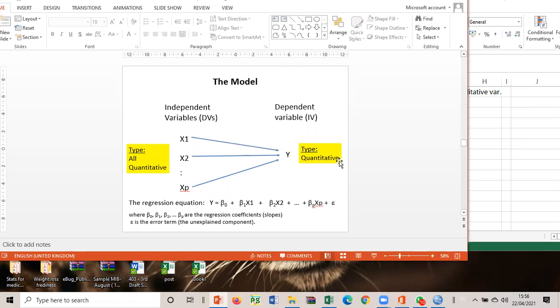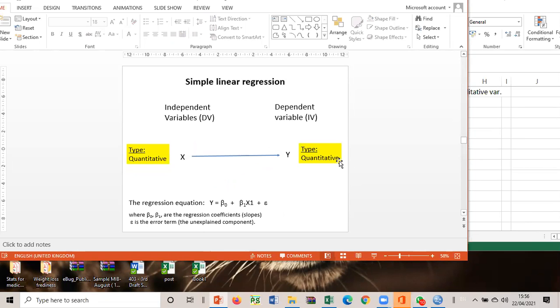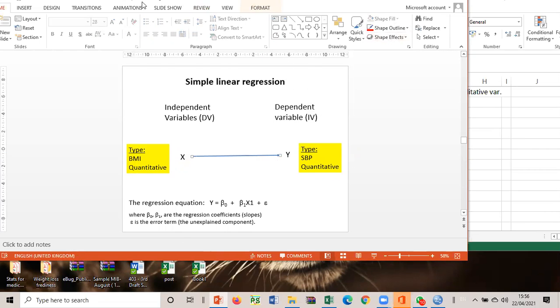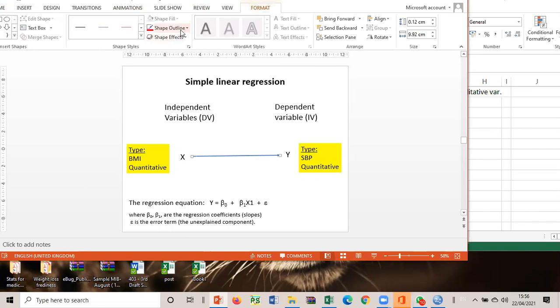Okay, multiple regression. Currently we did this simple linear regression. What did you have here? BMI, BP, SBP. And here we had BMI. Which is dependent, which is independent? SBP is dependent. Why? The arrowhead is closing here, right? Yes. Look at the arrowhead.